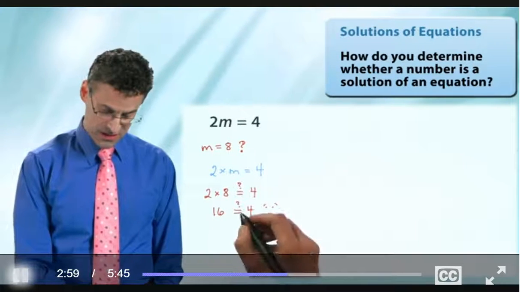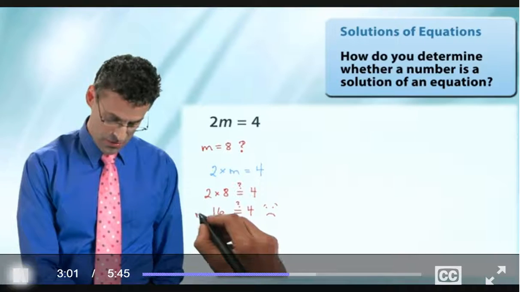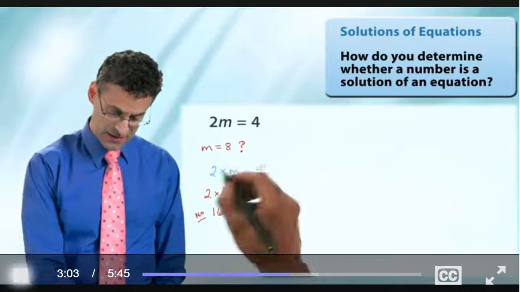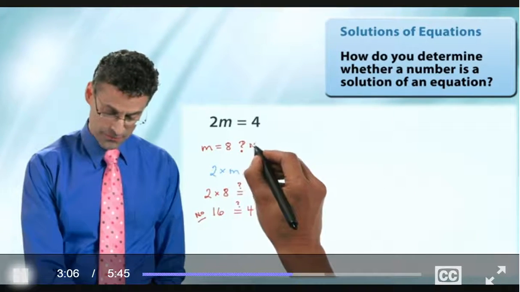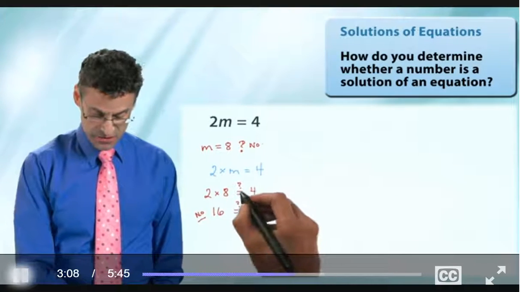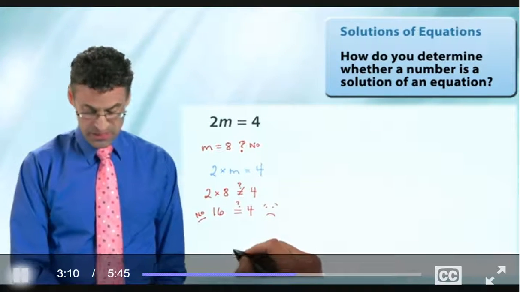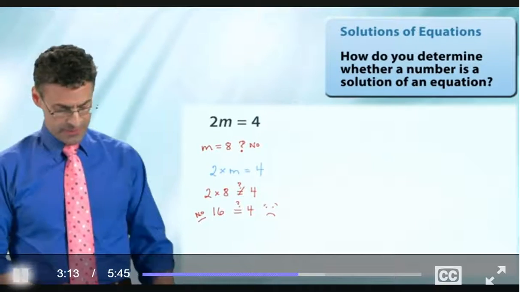So we know, not so good. This is incorrect. So the answer is no. And so in fact, is this a solution? The answer is no. So it's not a solution. Not equal.